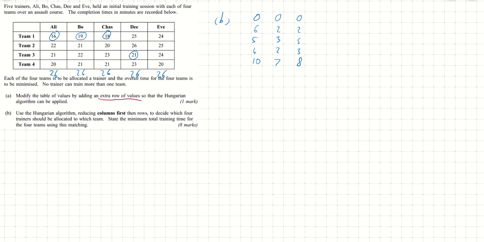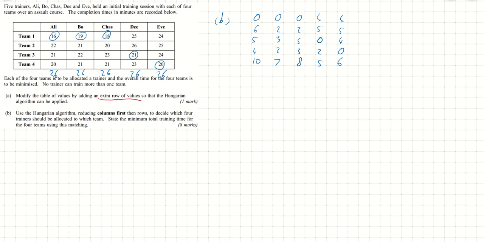Fourth column, the smallest number is 21. So 25 minus 21 is 4, 26 minus 21 is 5, 21 minus 21 is 0, 23 minus 21 is 2, and 26 minus 21 is 5. Then finally, the smallest value in the last column is 20. So 24 minus 20 is 4, 5, 4, 0, and 26 minus 20 is 6. So that's the first step. We have reduced columns first.